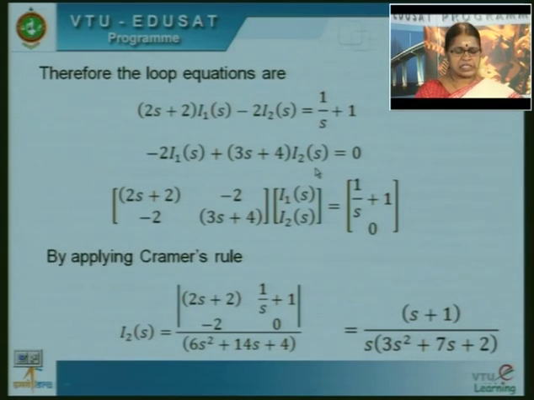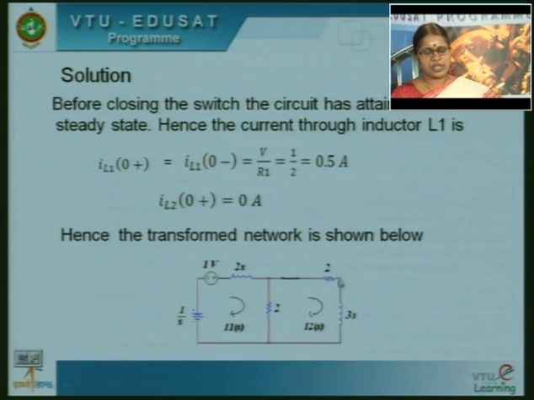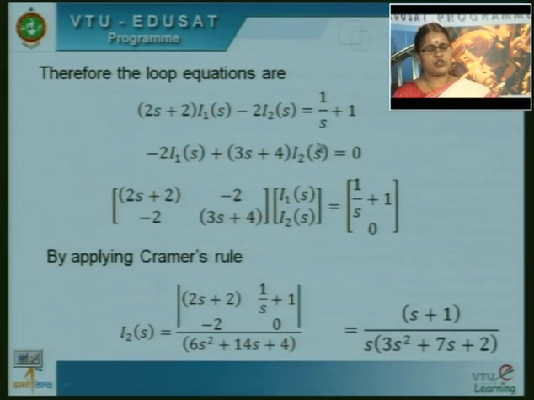If I look into the second loop, the total impedance in the second loop is 3S plus 2 ohm resistor plus another 2 ohm resistor. So, the total impedance of this loop is 3S plus 4, and the element common to loop 1 and 2 is this 2 ohm. So, the equation for the second loop is 3S plus 4 into I2 of S minus 2 into I1 of S is equal to 0.